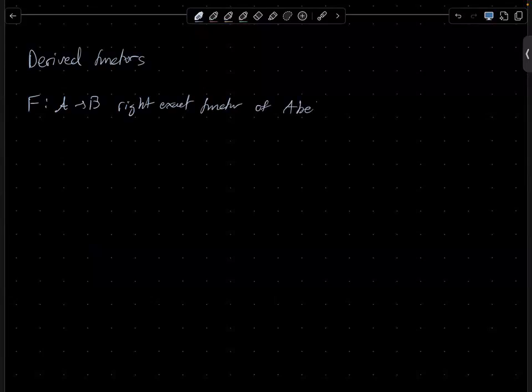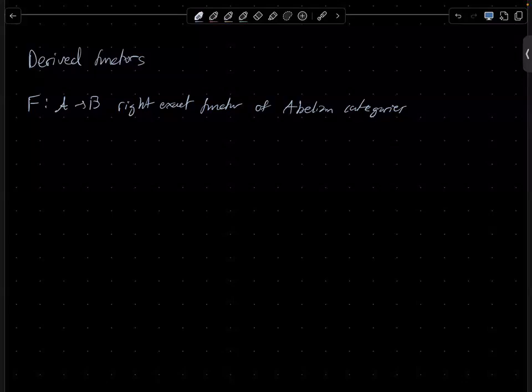of abelian categories, then you want to form a projective resolution. You have to assert that A has enough projectives before you can do something like this. So if A has enough projectives, then form the left derived functors.